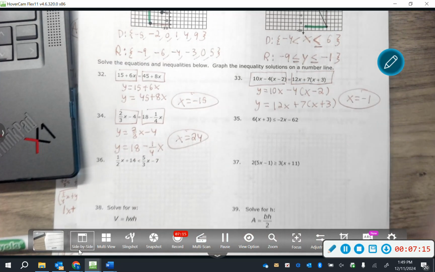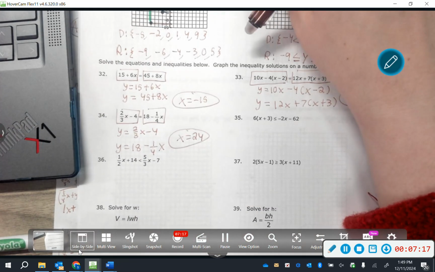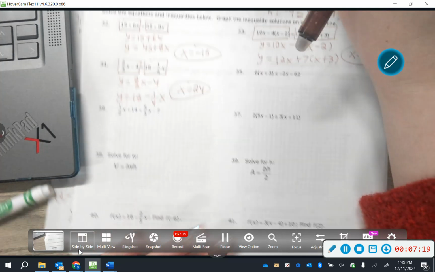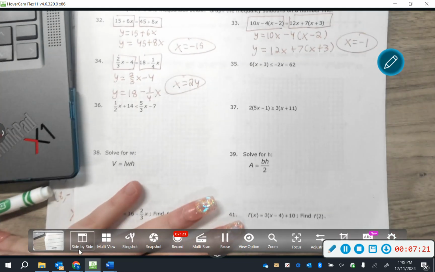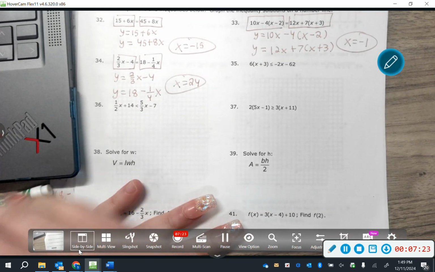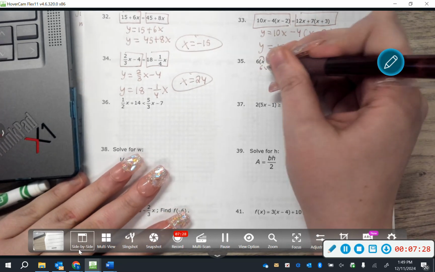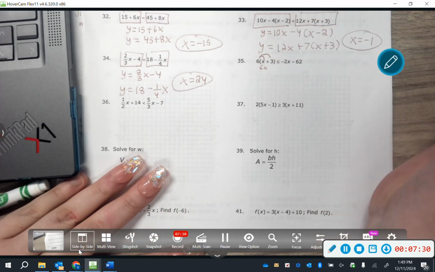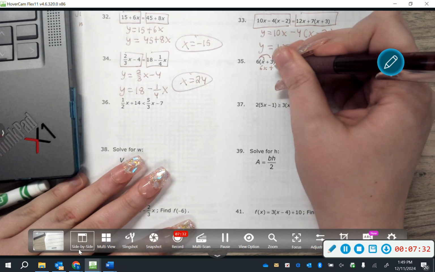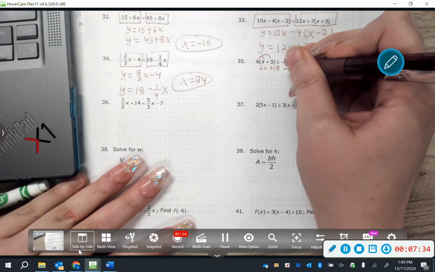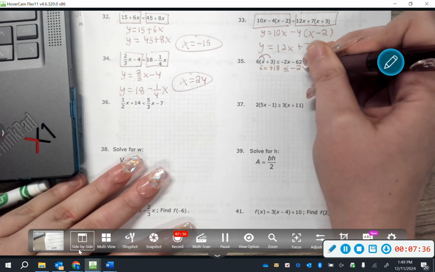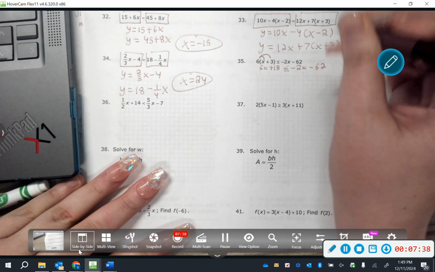Okay, for the inequalities, we have to solve these by hand because we have to be careful on it. So, here's what we're going to do. First thing we do is take care of parentheses. We're going to multiply. 6 times x is 6x. 6 times 3 is 18, so plus 18 is less than or equal to negative 2x minus 62.